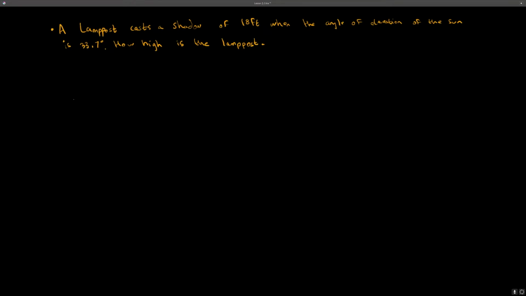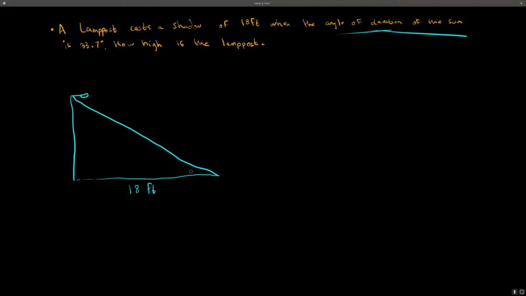So we have a lamppost, so we can draw the lamppost, and it casts a shadow of 18 feet. When the angle of elevation of the sun, so it will go up, is 33.7 degrees. How high is the lamppost? It's asking for the length or the height of the lamppost, so x.